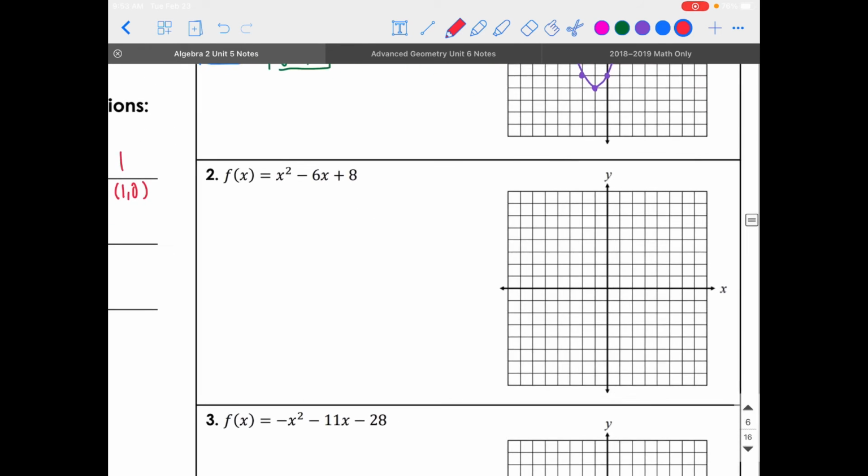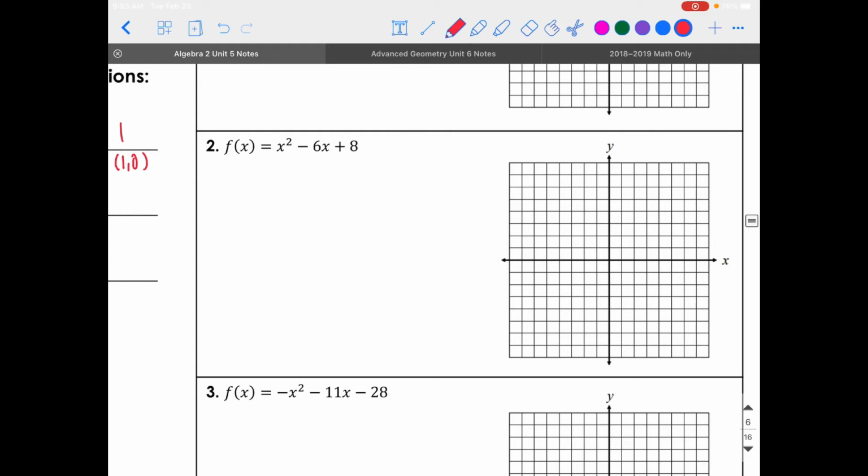All right, number 2, let's graph that one. So pull up the calculator and follow along these steps with me. I'm going to tell you what to click. Click the y equals button. Then we're going to type in x squared minus 6x plus 8. Then we click second graph, and that pulls up the table.